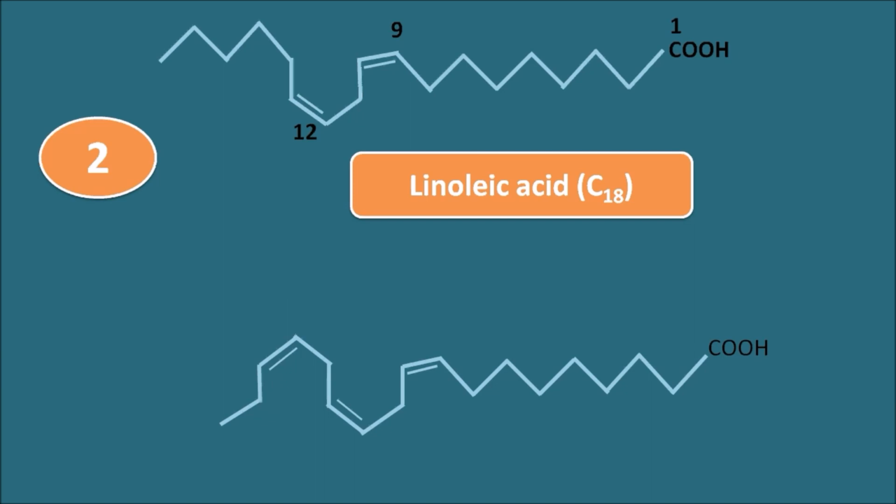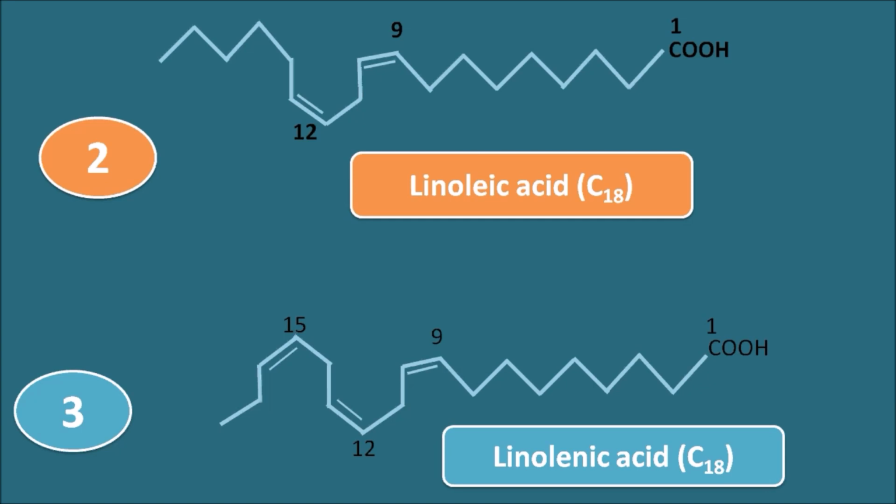And another one is linolenic acid. Again in linolenic acid we can give the numbering from the carboxylic acid, and then a double bond is present at the 9th position, a double bond at the 12th position, and we can observe one more double bond at the 15th position. So this is an 18 carbon chain having 3 double bonds, so this is called linolenic acid. So both linoleic acid and linolenic acid are the essential fatty acids.